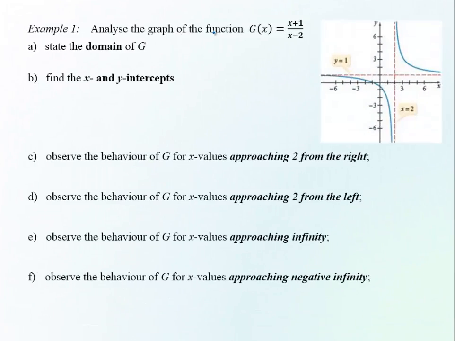Well, let's analyze a graph of this particular rational function, x plus 1 over x minus 2. What is the domain of function g? Well, as we remember the definition, the domain will be all real numbers except for those that will make denominator 0. So the domain of the function g is all real numbers, but not which number makes it 0? 2, so except for 2.